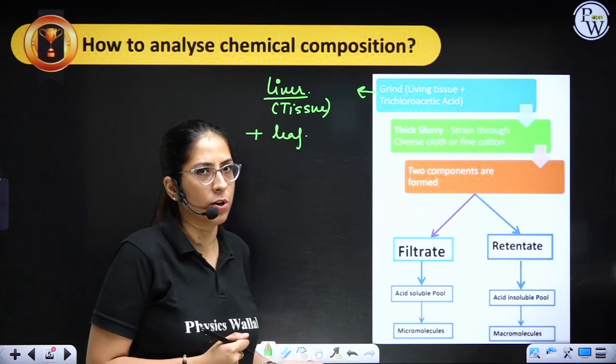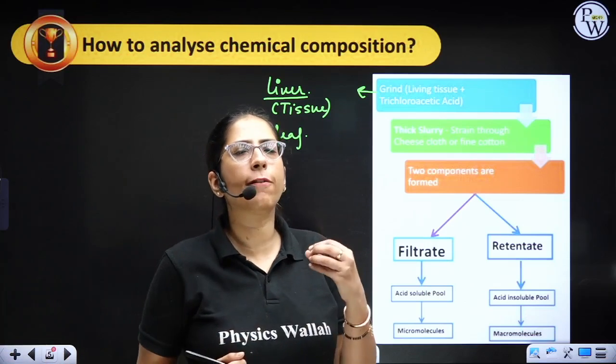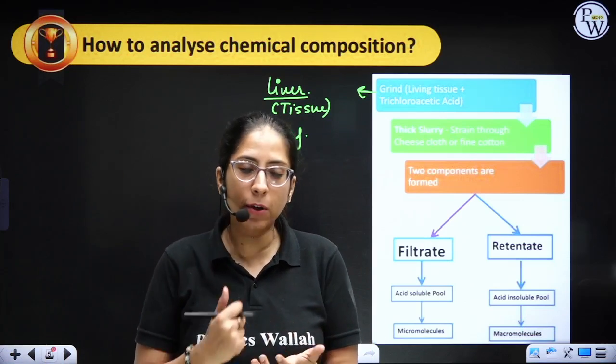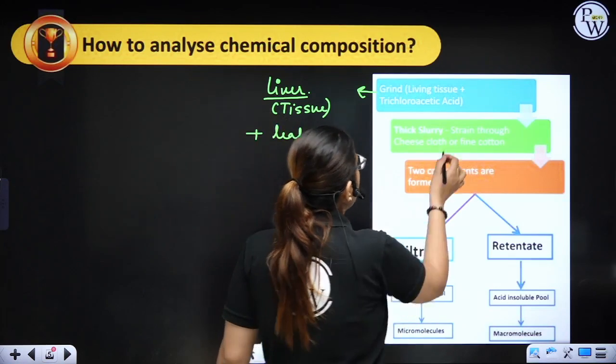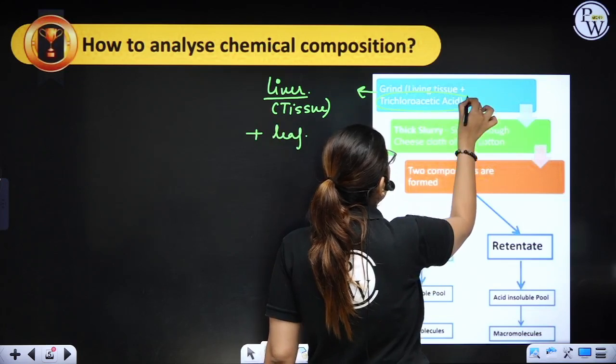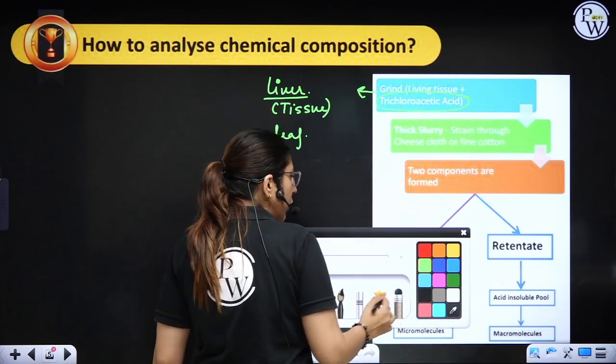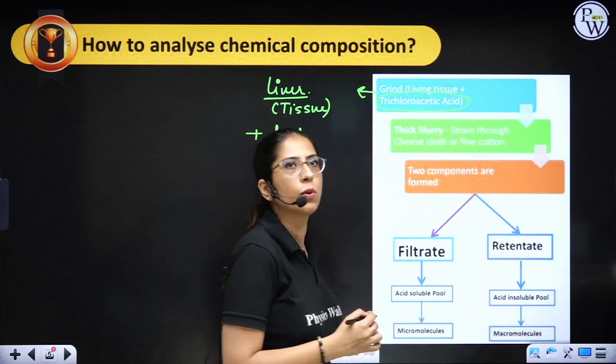In the pestle and mortar. When you grind this, you have to add some liquid also, because without adding a liquid, you will not be able to grind it. How will you do that? By the addition of trichloroacetic acid.